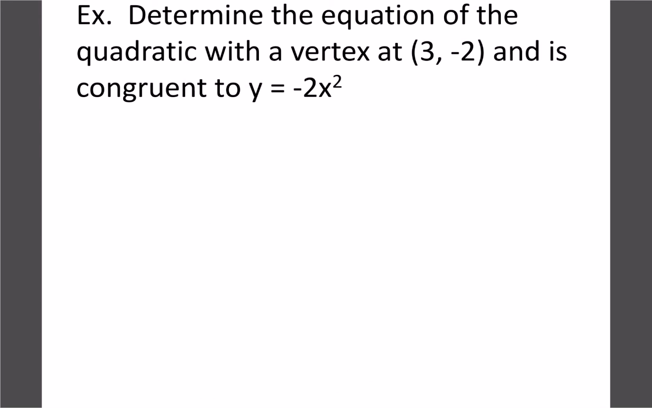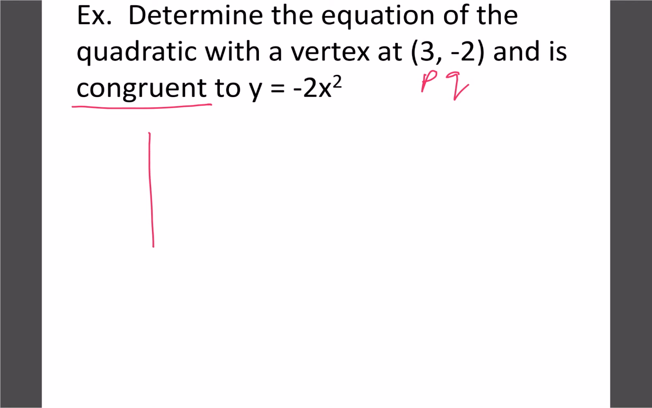One more, and this one's worded a little bit different. You can see we've got a vertex, we have our P and Q, but they're saying it's congruent to y equals negative 2x squared. The word congruent in English means equal in shape and size, but in a different location. That's kind of how you want to interpret that.